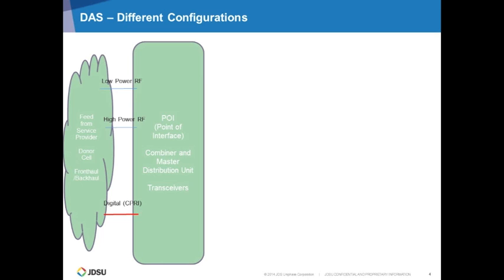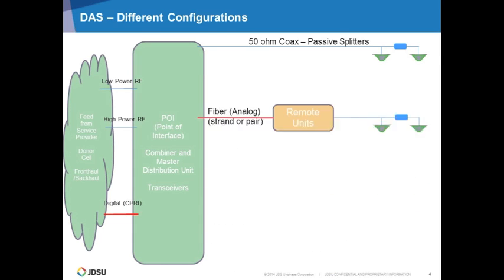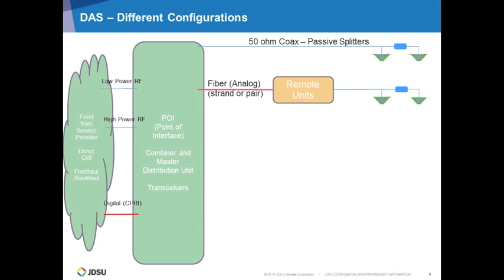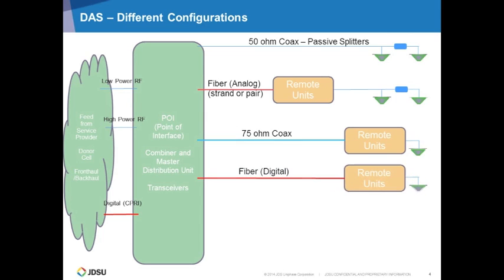The next animation shows that transceivers can take on a variety of different forms. It can be 50 ohm coax with passive splitters going out to a variety of antennas. There's also a wide presence of analog fiber, both strand and pair, that go out to remote units that then convert it back into RF and go out to the antennas. There are even some vendors who use the 75 ohm coax, often found in cable TV systems, to connect their transceivers up to the remote units.